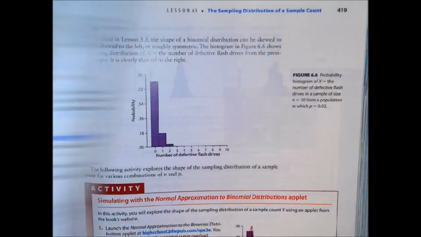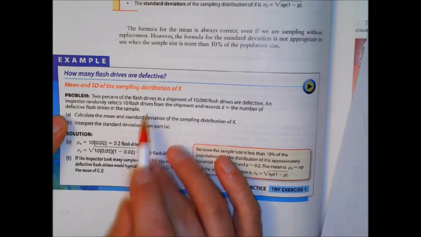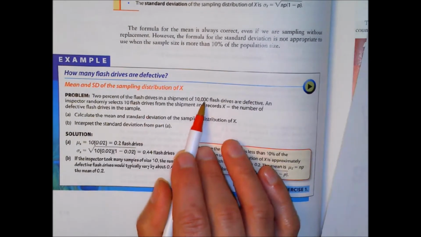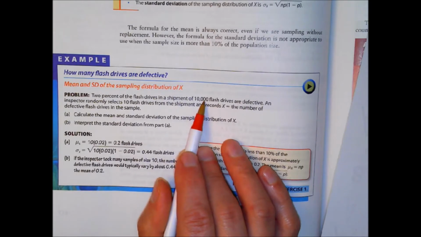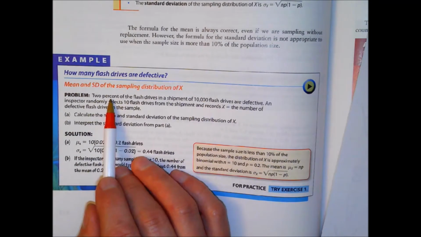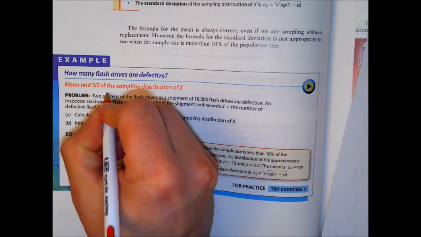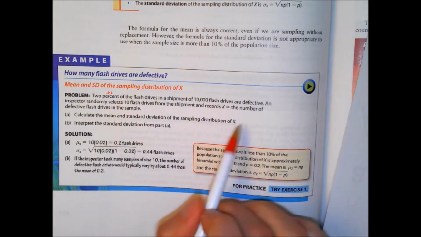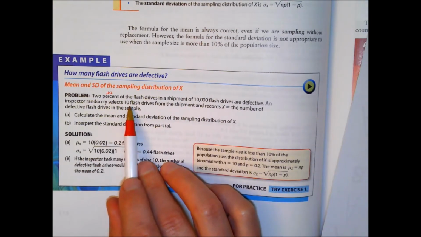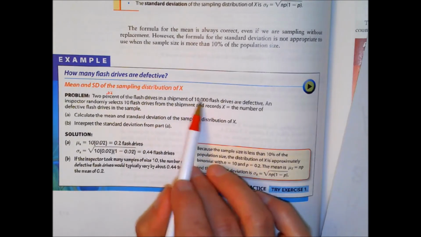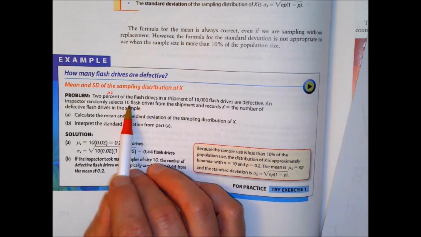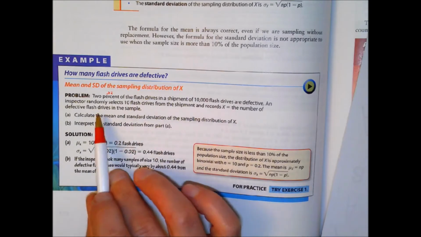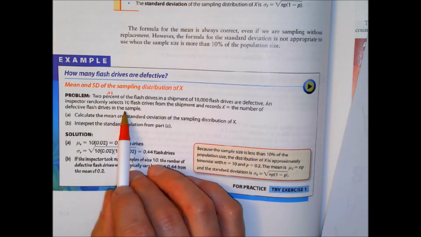So let's start with this example. Let's say that we have a bunch of flash drives. There's a shipment of 10,000 flash drives, and we know that 2% of them are defective. They're no good. Okay, so 0.02. There's our proportion idea. Now, they want to take a sample. So this is our population, right? We want to take a sample of 10 flash drives, and X is going to be the number of defective flash drives in the sample.